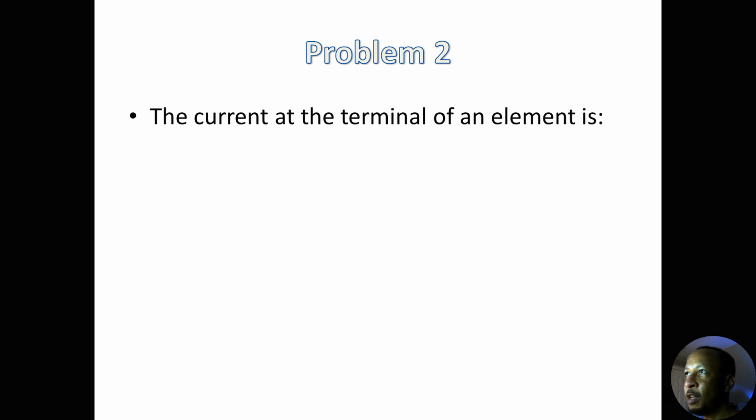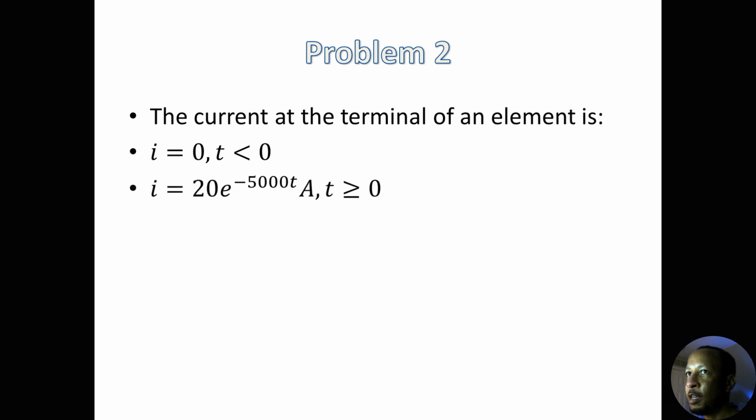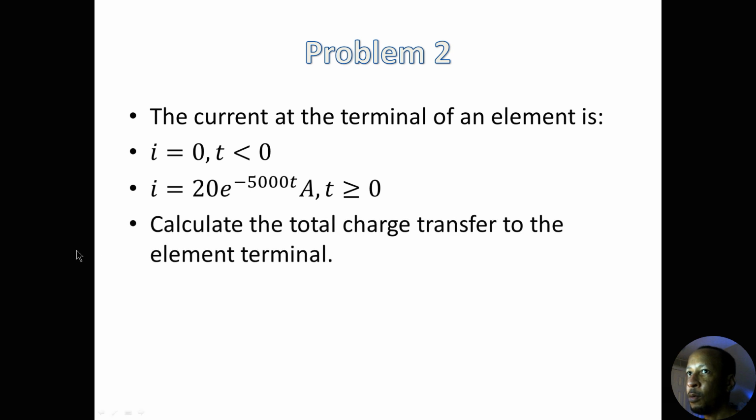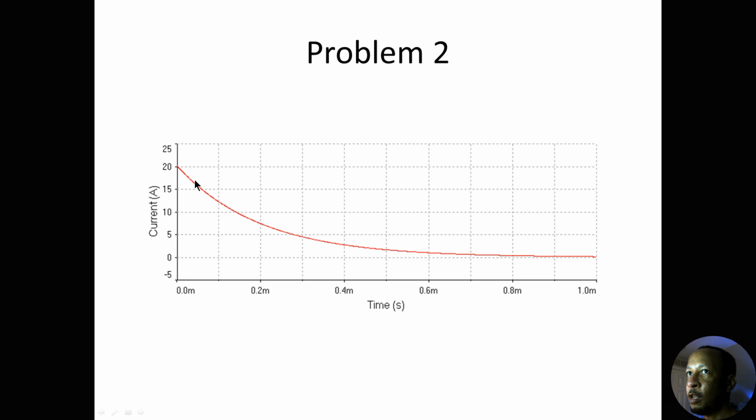And so now for problem 2, the current at the terminal of an element is i equals 0 for t less than 0, and i equals 20 e to the negative 5,000t for t greater than or equal to 0. Okay, so calculate the total charge transfer to the element terminal. And so that current is going to look like this. That is i(t) there, and that's what it looks like. It's across a time span of 1 millisecond here. It's a curve, okay? Exponential decaying curve.